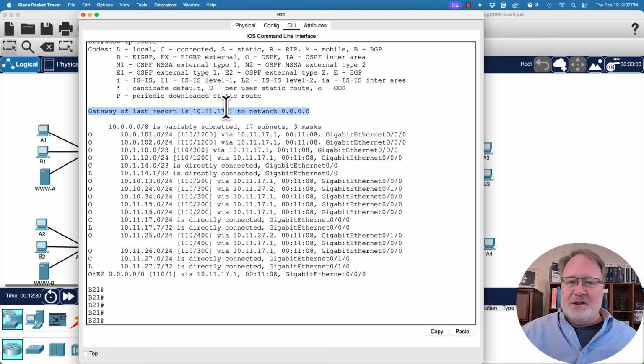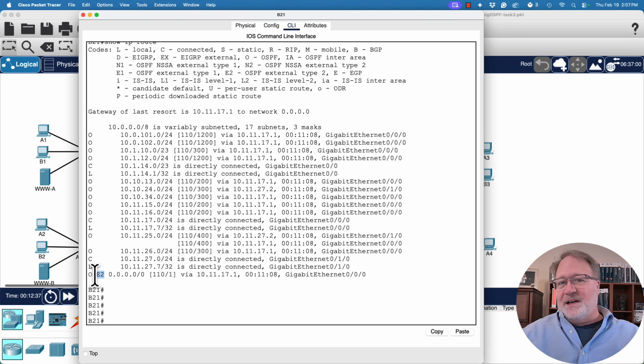So going back to look at that gateway of last resort, there it is. Now look at the bottom. Here's an OSPF learned route. It's an E2 route. That's an external type 2. It's something we don't get into for CCNA. But it shows a route for 0.0.0.0/0, meaning default. And it says via 10.11.17.1. So OSPF learned the idea of a default route. It calculated the next hop address, which is Core 1's WAN address in this case.